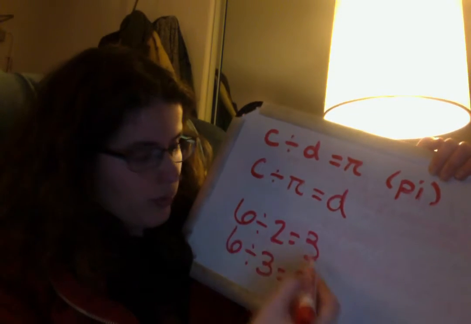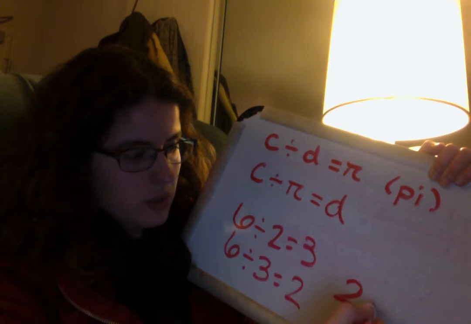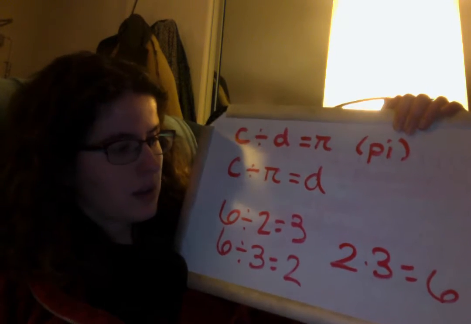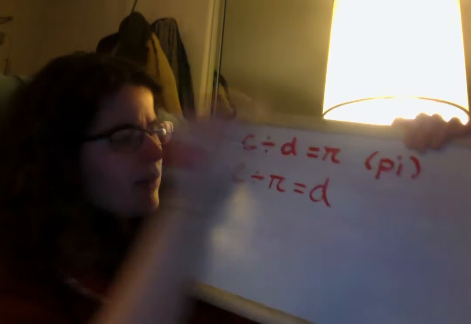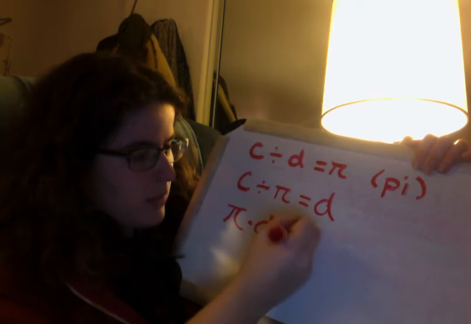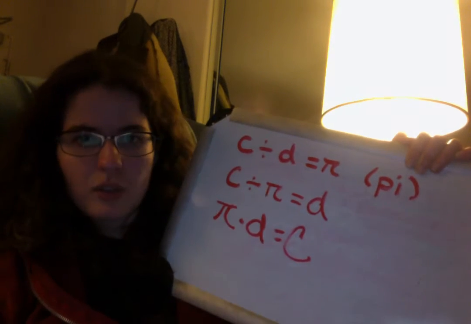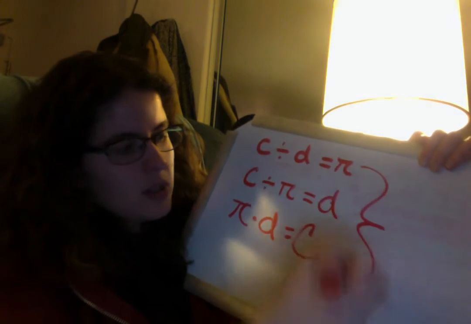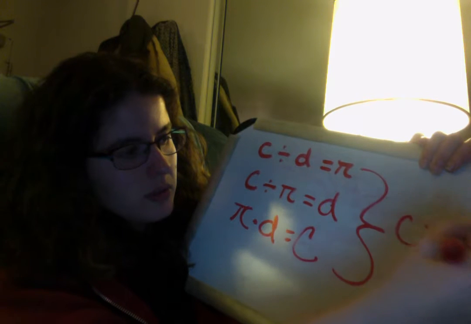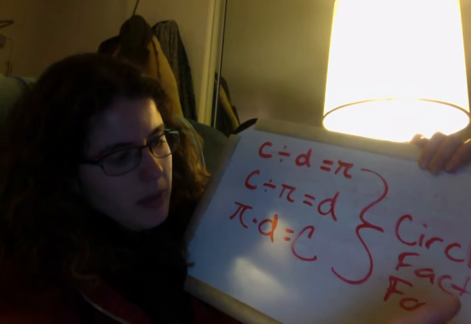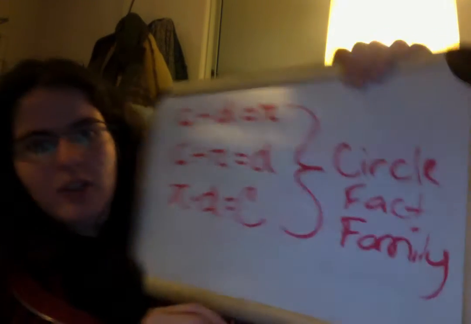Well, 2, 3, and 6, another way they're related, 2 times 3 is going to give me 6. If I multiply my two factors, I'm going to get my product. So that tells me that in this fact family, if I were to take my two factors, pi and the diameter, and multiply them, I would get the product, which is the circumference. Using a fact family, we've got 3 equations that you can use. Let's say circle, fact family, to talk about distances around and across the circle.